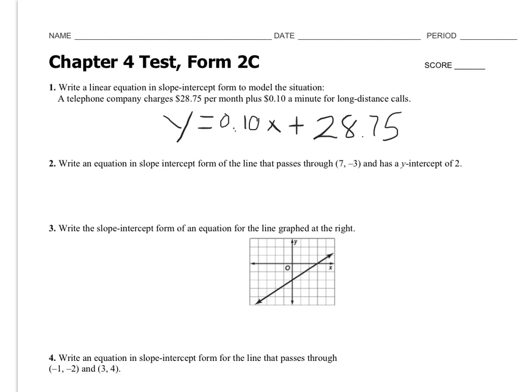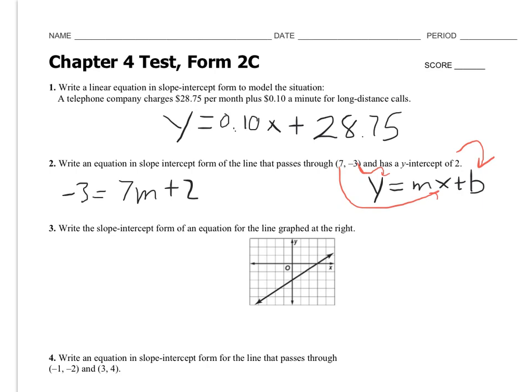Alright, write the slope-intercept form for a line that passes through the coordinate (7, -3) and has a y-intercept of 2. Now this one's just kind of strange, but if we think about it, y equals mx plus b. It doesn't tell us the slope, but I could figure it out because that's b, that's x, and that's y, -3. So if we plugged all that in, -3 is equal to 7m plus 2.